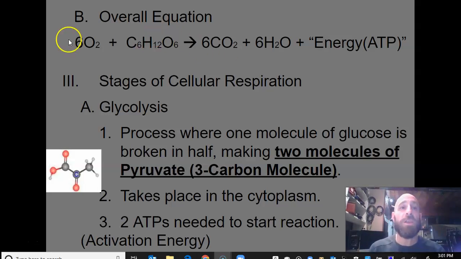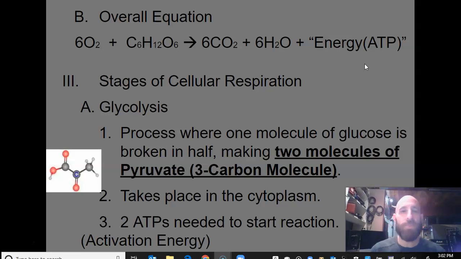So if you take a look here, you can see what goes in for cell respiration is oxygen, 6 oxygen molecules, and 1 molecule of glucose, C6H12O6. That goes in, and then what comes out is carbon dioxide, 6 water, and then this thing called ATP, which is this usable energy. So if you haven't noticed it yet, photosynthesis and cell respiration are opposite processes. They actually work together to allow life to exist. Without those processes, we'd be in big trouble because oxygen comes from photosynthesis. It's produced from the plants.